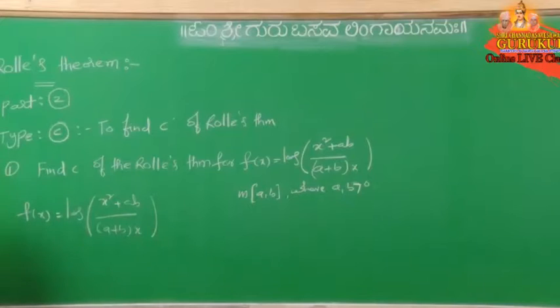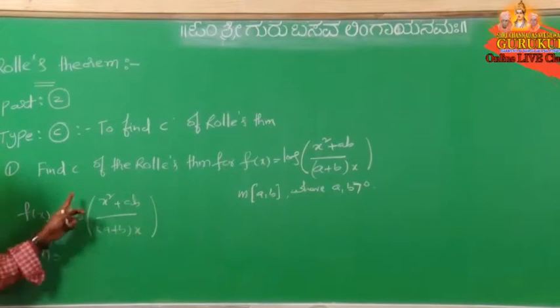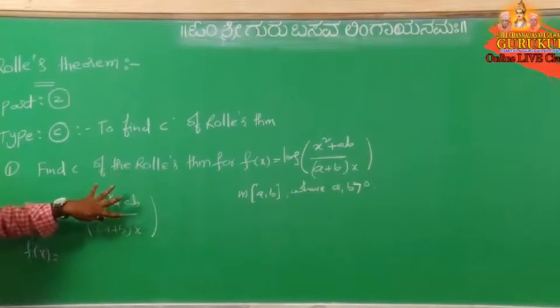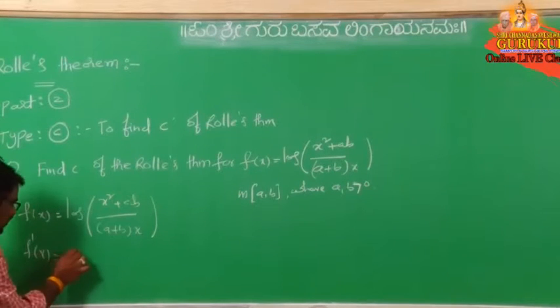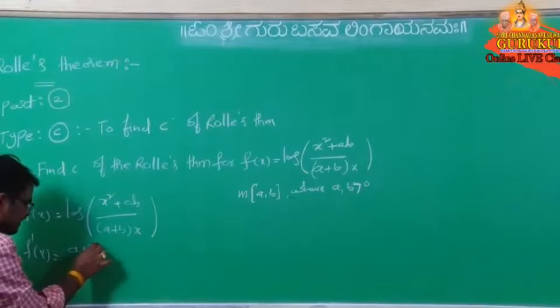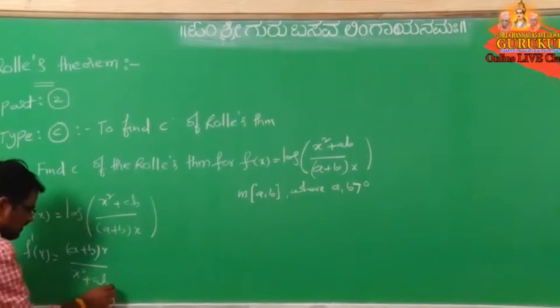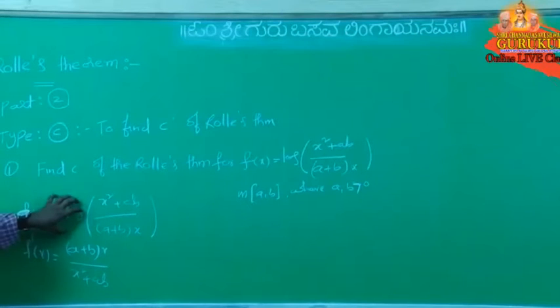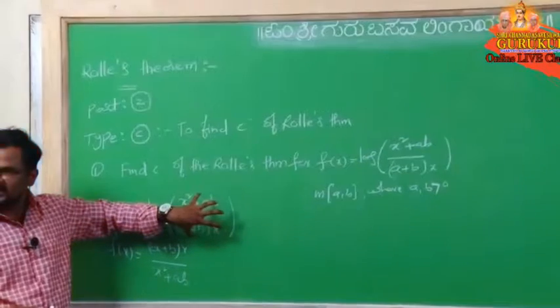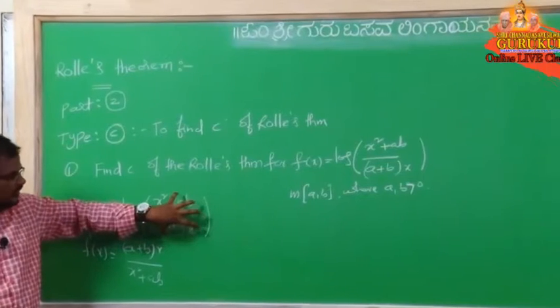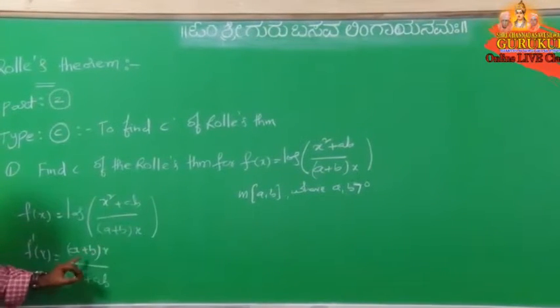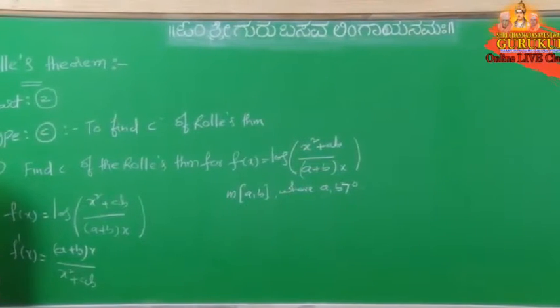Now do the differentiation for this one. F dash of x equal to differentiation of log x. Differentiation of log x is 1 by x. Here x is this total term, so 1 by x means 1 by this whole thing, which is written as (a plus b) into x divided by (x square plus ab), no?